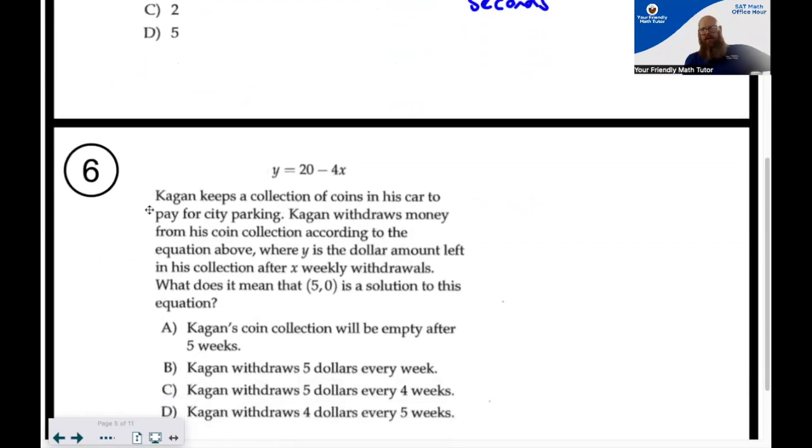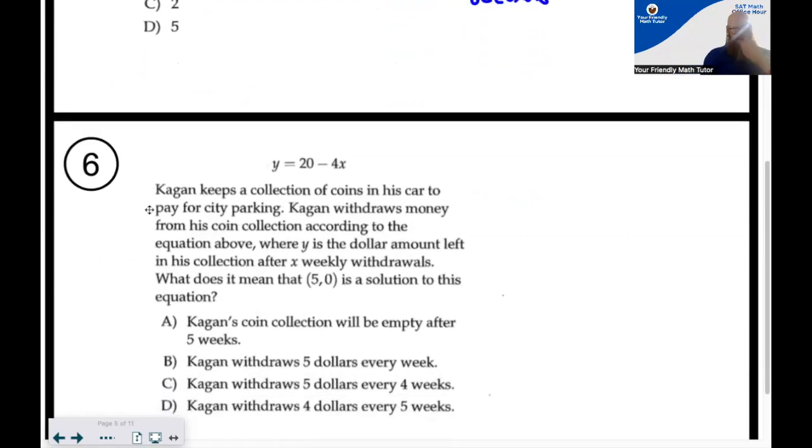Okay, so here's another type where they give us an equation and they just want to know what a specific coordinate means. So again, I see an equation, I skip all this. I want to know what a specific coordinate means. So that means the 5 is the x and the 0 is the y. I just want to know what units they're measured in. So 5 is the x. X is in weekly withdrawals, right? X is weekly withdrawals.